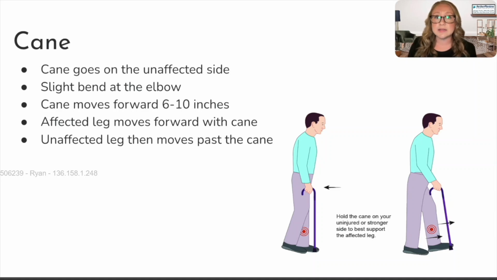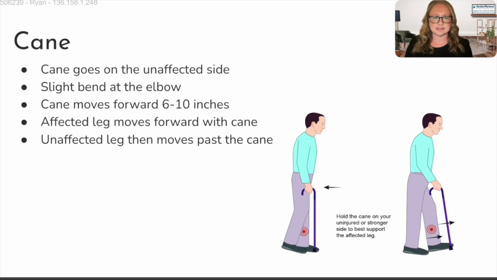The cane is going to go on the unaffected side. Remember, that's the good side. It's going to go there so that when our bad leg goes forward, we have that cane on the other side to even it out and support everything. So that's the key piece of NCLEX knowledge I really want you to take away with cane, which is which side to hold it on. I see students get confused about that a lot. So cane on the unaffected side.